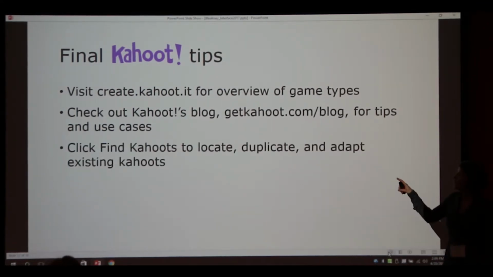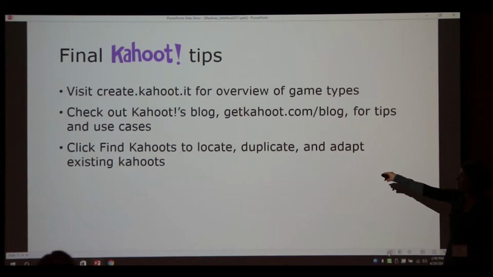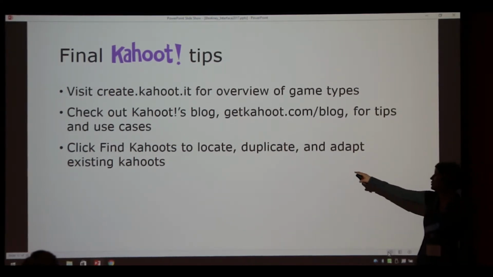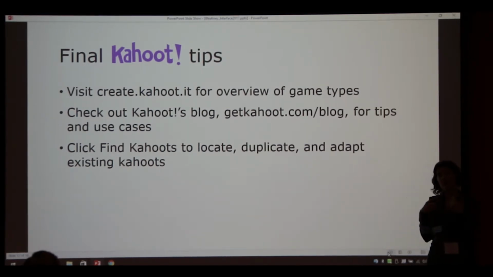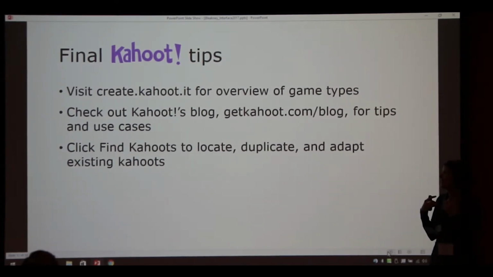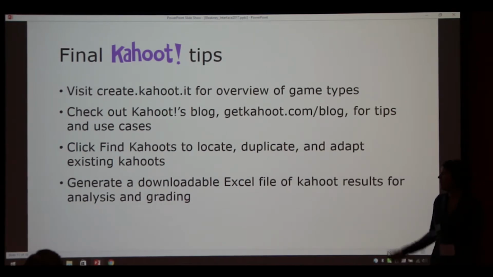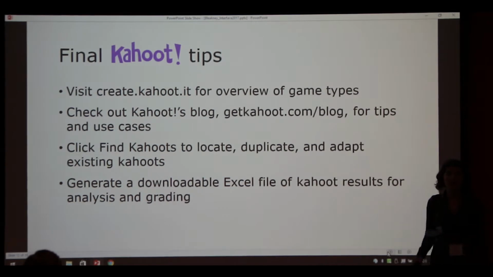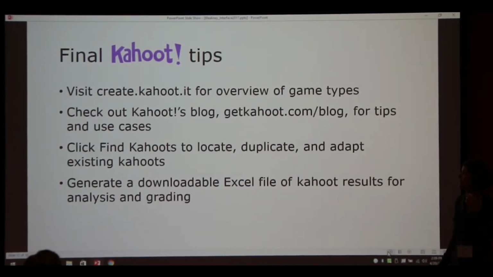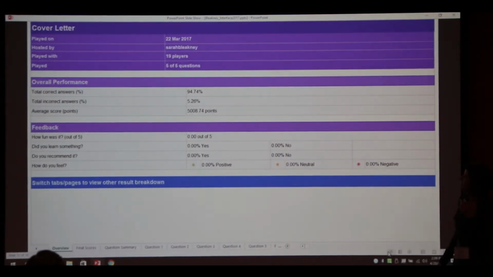You can click Find Kahoots once you've logged in at create.kahoot.it to locate, duplicate, and adapt them. So say you find some, then you can say, hey, I want to pull this into my account, and then you can adapt them and change them and edit them, which makes things pretty streamlined for you. And then you can generate a downloadable Excel file for analysis and grading. So you don't have to just get it all in the system and look at it there. It generates some reports, and they're appropriately colorful in the Kahoot purple.